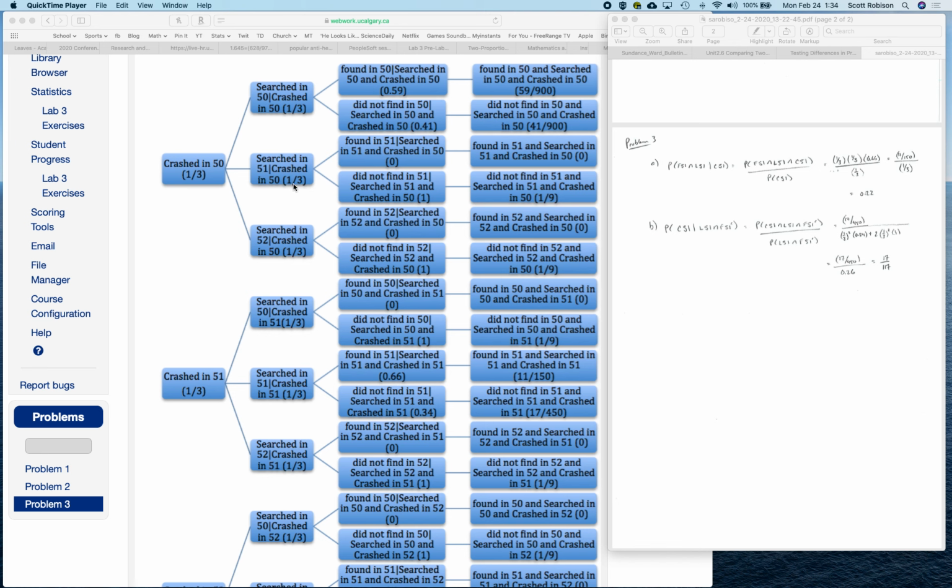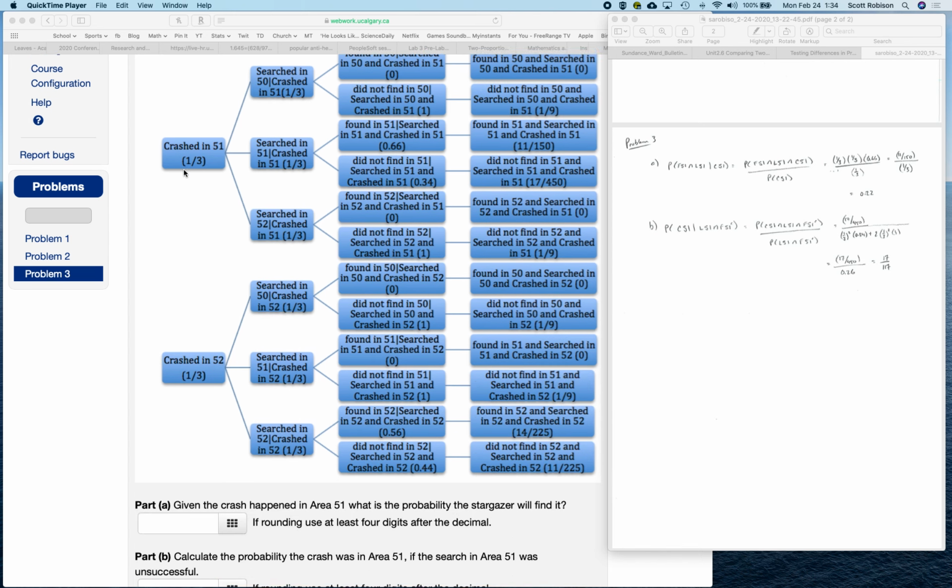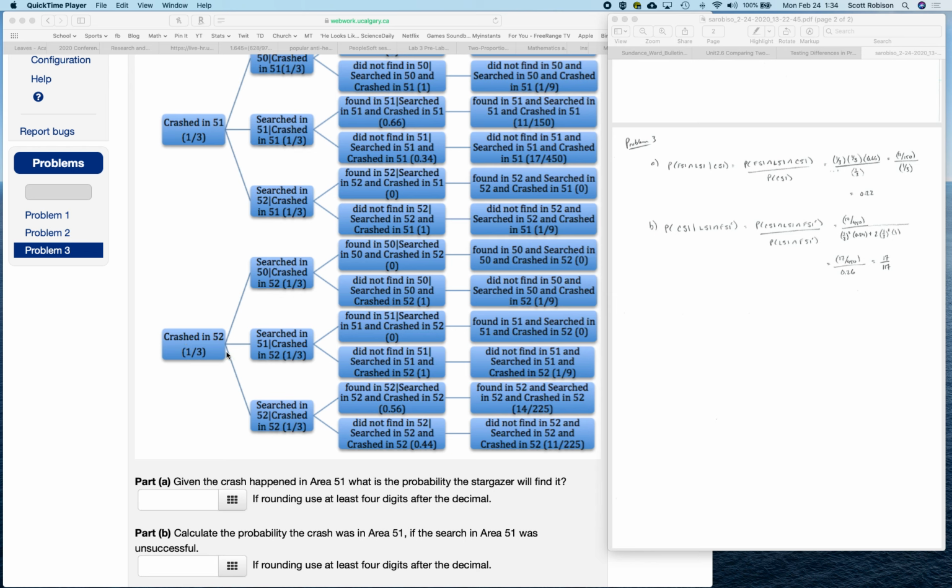That would be 1/3 times 1/3 times 1, which is 1/9. And there's another way as well: it crashed in 52 and I looked in 51 and I did not find it. So that would be 1/3 times 1/3 times 1 again. I combined those two because I noticed that it was the same calculation, 1/3 times 1/3 times 1. Instead of adding it twice, I just multiplied it by 2, which is fine. And then here I've got the numerator, and I'm going to crunch the denominator a little bit. What I'm going to find here is the final calculation is 17 over 117.